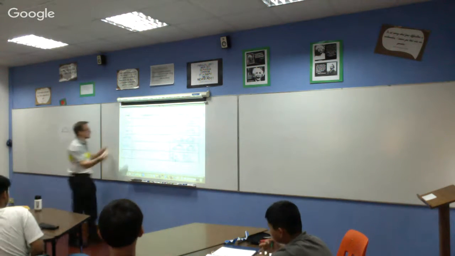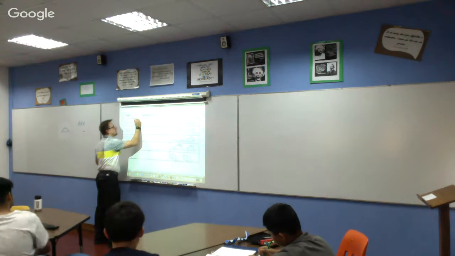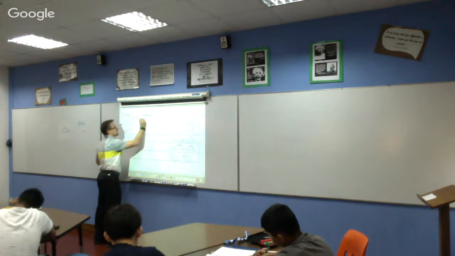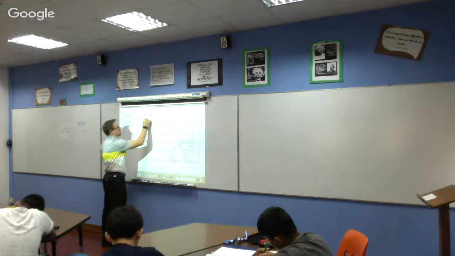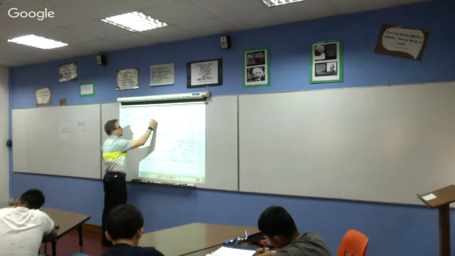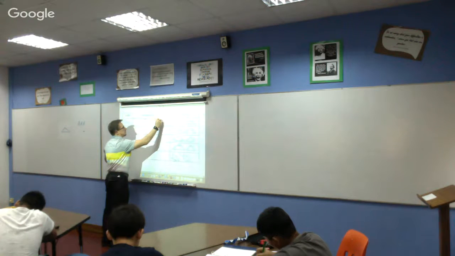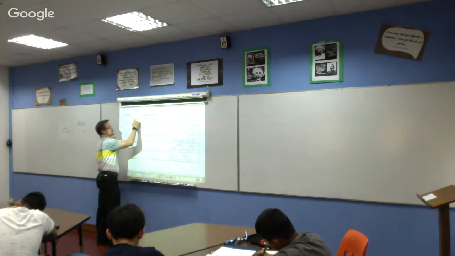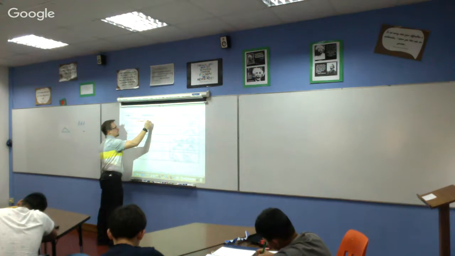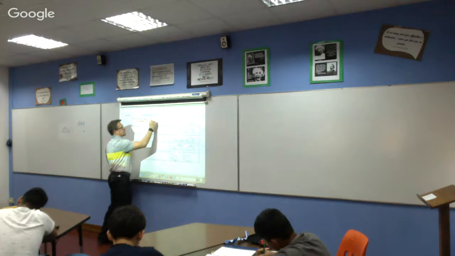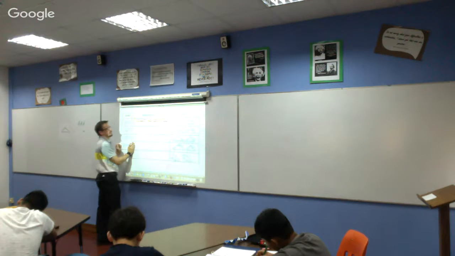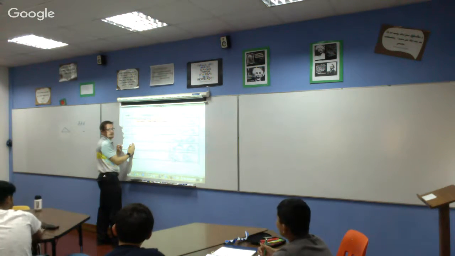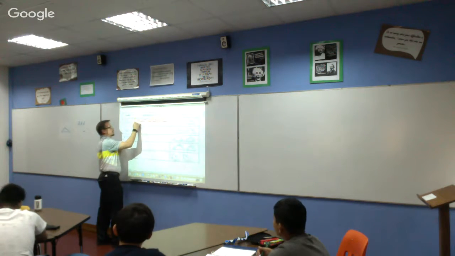So, in two triangles, if all three pairs of corresponding sides are congruent, what happens? Then the angles are congruent and the triangles are congruent.